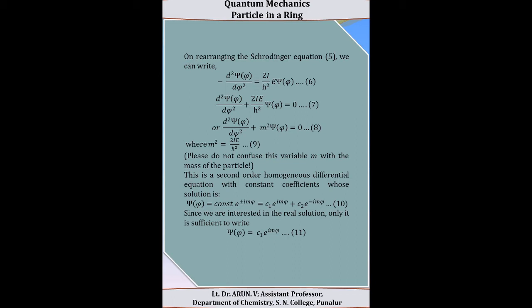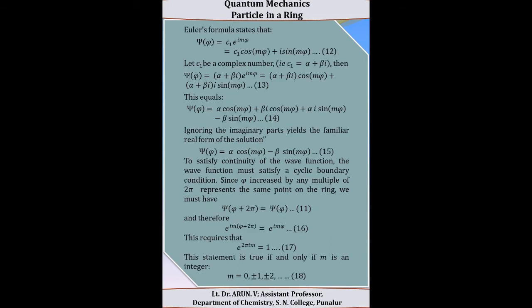And this is in the form of a second order homogeneous differential equation with constant coefficients, and the solution for this second order homogeneous differential equation is psi phi equal to a constant e raised to plus or minus im phi, or equal to c1 into e raised to im phi plus c2 into e raised to minus im phi. Since we are interested in the real solution, we write only psi phi equal to c1 into e raised to im phi.